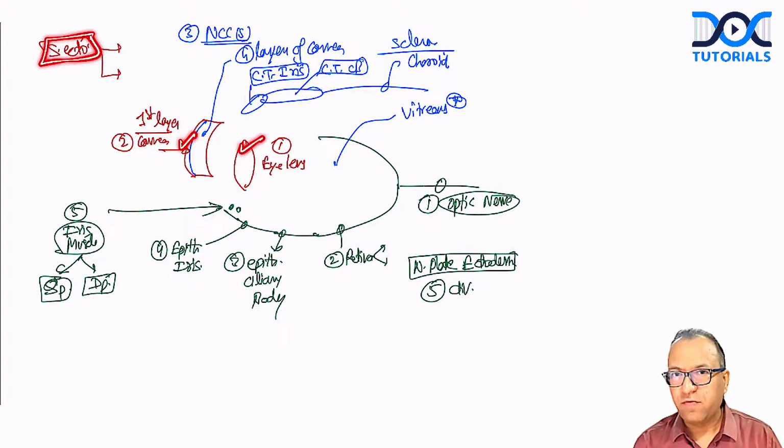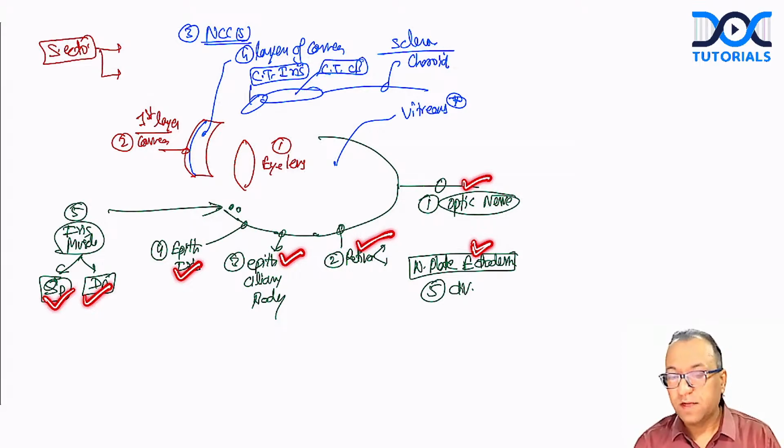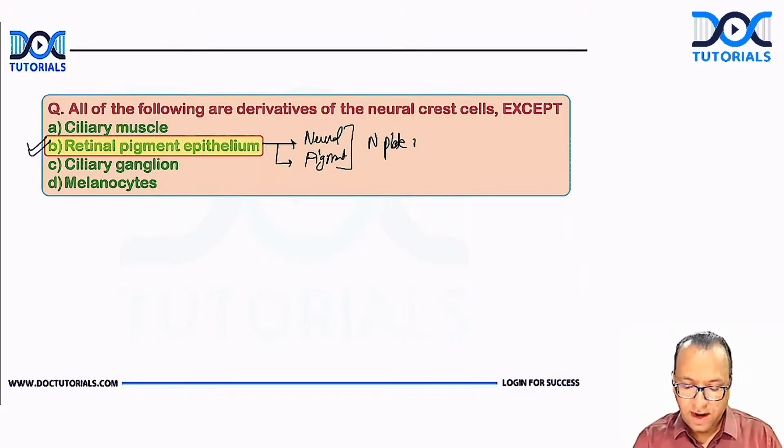And what are the 5 derivatives of neural plate ectoderm? The optic nerve, retina with 2 layers, the epithelium of the ciliary body, the epithelium of the iris, and 2 muscles of the iris. They are from neural plate ectoderm. So that gives you an idea what your answer should be. You already would have marked it: retinal pigment epithelium, because the retina has 2 layers, maybe the neural layer or the pigment layer. They are all coming from neural plate ectoderm.